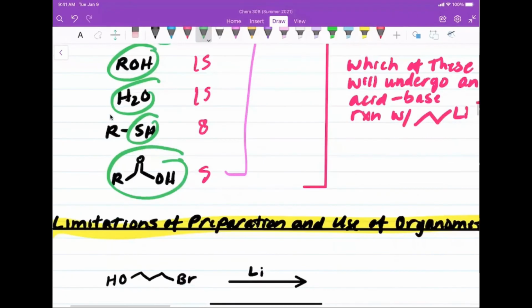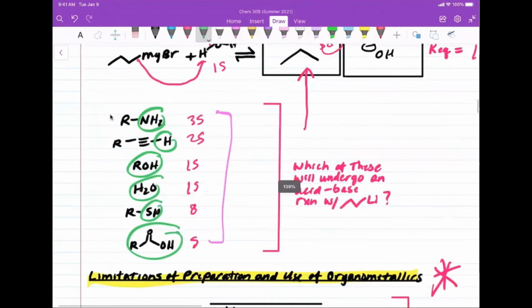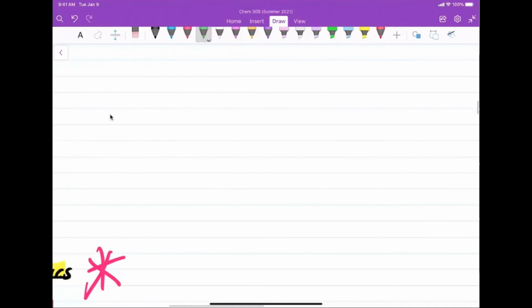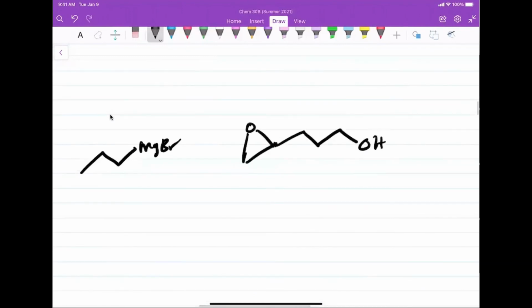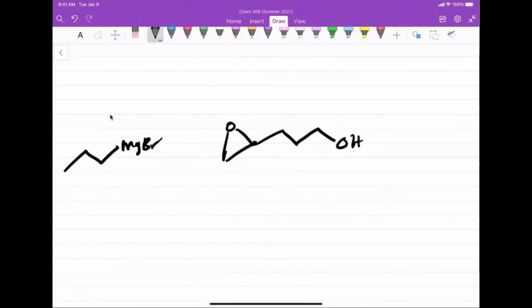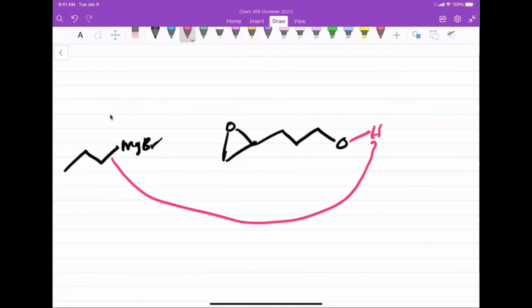So a thing I couldn't react an organometallic with, let me just go ahead and put that off to the side. I can't react this with something like this, because the first thing that's going to happen is the organometallic reagent is going to go after that acidic proton and deprotonate it. That simple acid-base reaction is always going to be faster than any other reaction, such as an epoxide opening or any other reaction that the organometallic reagent can do.